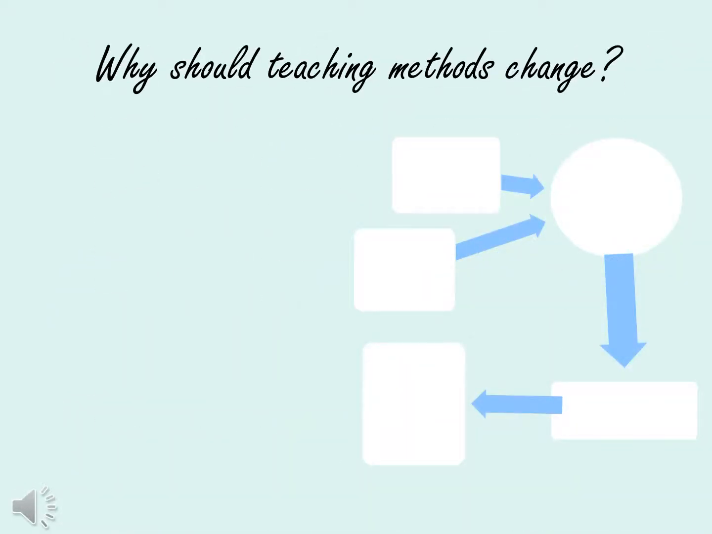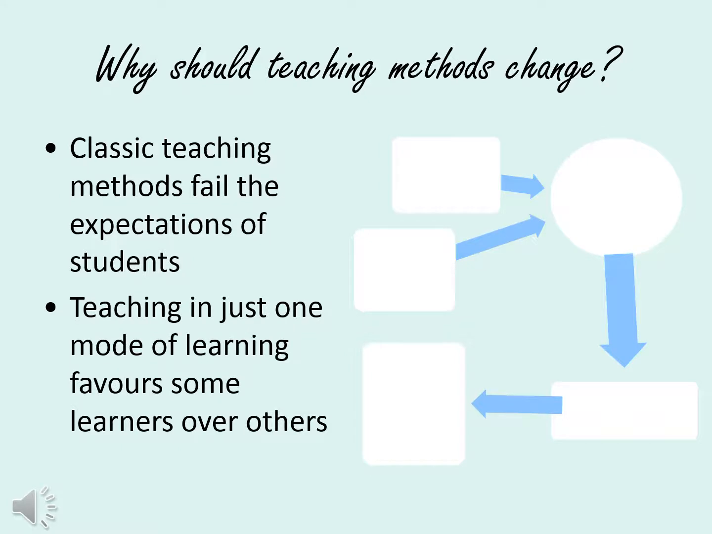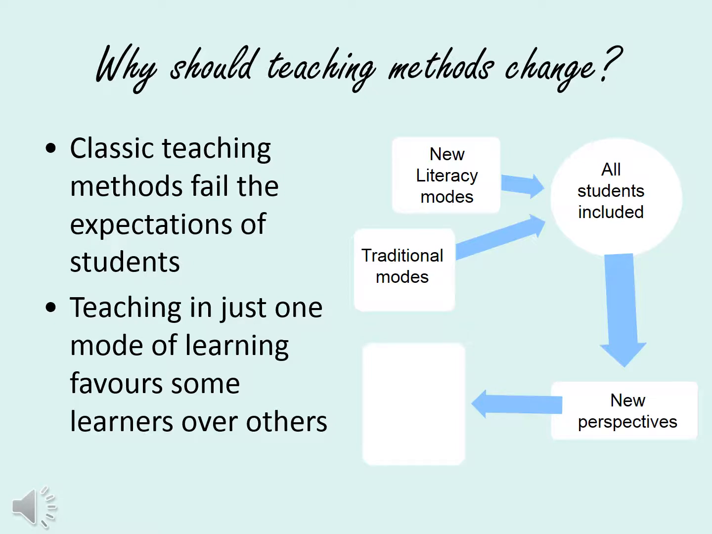So why should teaching methods change? Well, old teaching methods fall short when compared to this new environment, failing the expectations of students. Schools cannot afford to ignore these changes. Due to human differences, teaching in just one mode of learning favours some learners over the others. Therefore, increasing the complexity of other modes, whilst also still keeping original written text learning, will allow students who might struggle in the traditional methods to feel more included in the lesson, as well as bringing their own different perspectives to the table. This optimizes the learning experience for everyone.